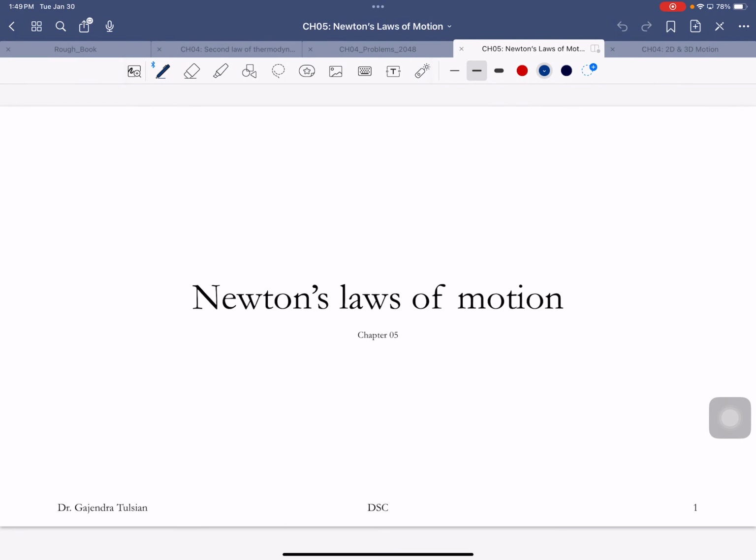Okay, so in this chapter, we'll talk about Newton's laws of motion. Till now, what we have done is described motion. What did that mean? That subject was called kinematics. What did describing motion mean?